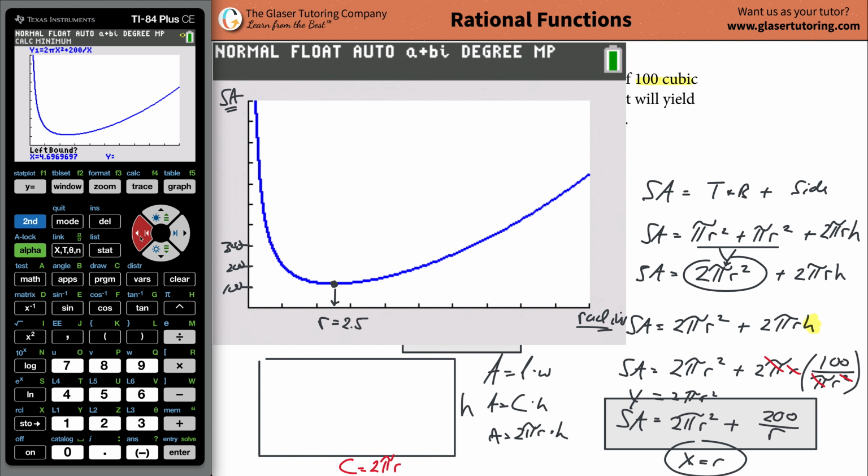So just move your cursor to the left of the minimum. It doesn't have to be anywhere in particular, just as long as it's to the left of the minimum. You could be out here, that's fine. You could be a little bit closer, that's fine. It doesn't matter, just somewhere to the left. Then you're going to go to the right. Same thing, just be to the right of the minimum.